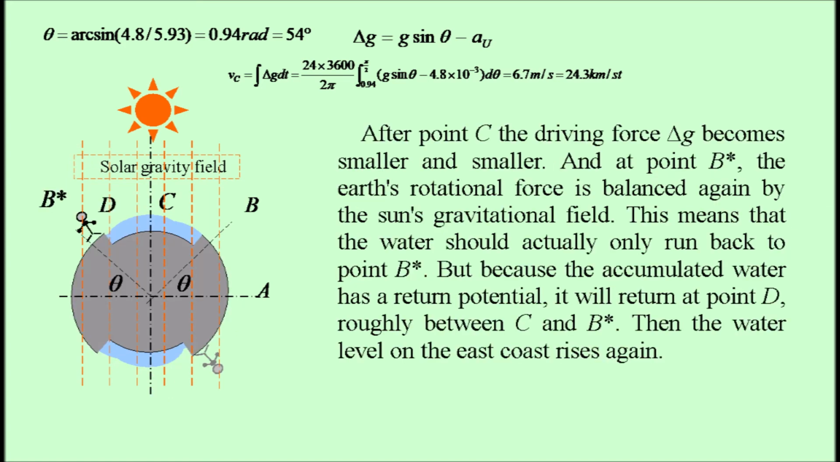After point C the driving force delta G becomes smaller and smaller. And at point B*, the Earth's rotational force is balanced again by the Sun's gravitational field. This means that the water should actually only run back to point B*. But because the accumulated water has a return potential, it will return at point D, roughly between C and B*. Then the water level on the east coast rises again.